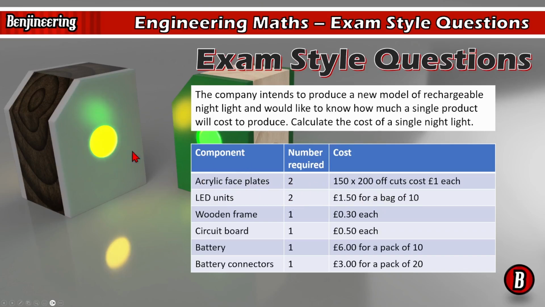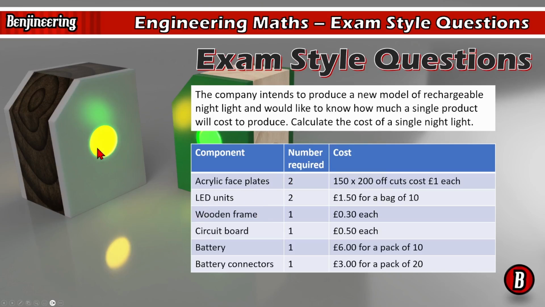All right, so inside this amazing nightlight that I designed on Fusion, there are some components which are included here and all of the prices for them. So the faceplates, first of all, we need 2 of them, and the offcuts from the previous question cost £1 each. Okay, so to work out how much this is going to cost, we need to know, first of all, how many that we can cut out of one of the offcuts, and then we divide the cost per sheet by that number to work out how much one costs. And in this case, we need 2, so we need to double that for this.